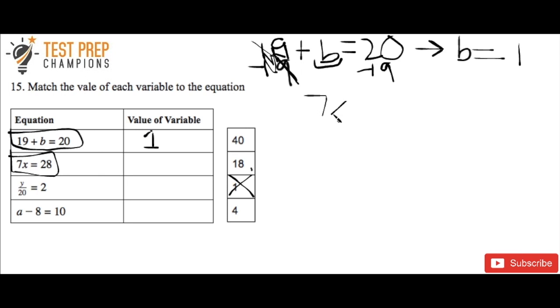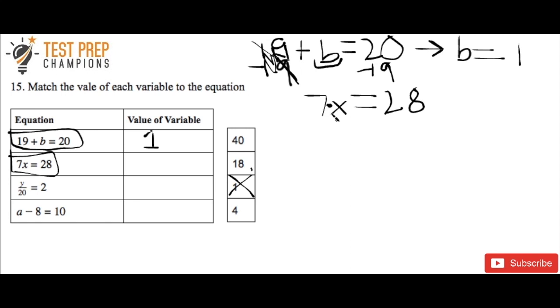Let me write this out here, 7x equals 28. And so what we see here is a case of 7 times x, right? You can think of there being an imaginary multiplication sign here, because 7x is really 7 multiplied by x. And so what we want to do is, again, get this x by itself on the left-hand side of the equation. So we want to do the opposite operation.